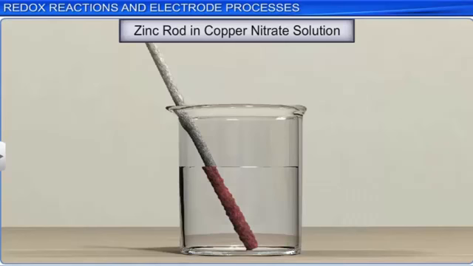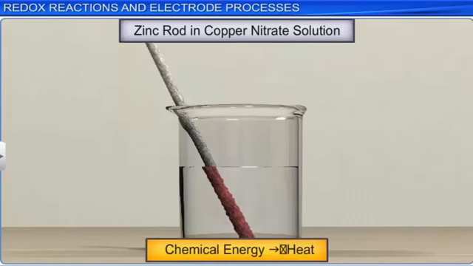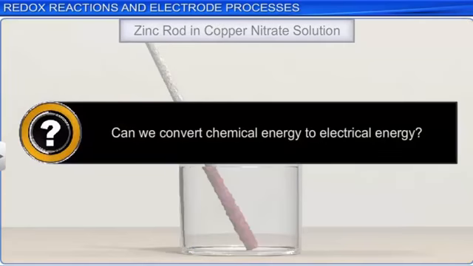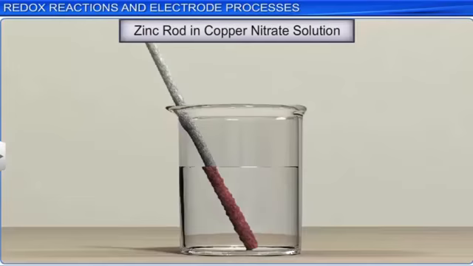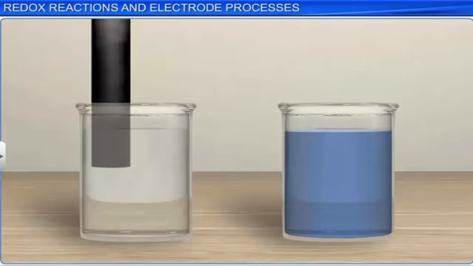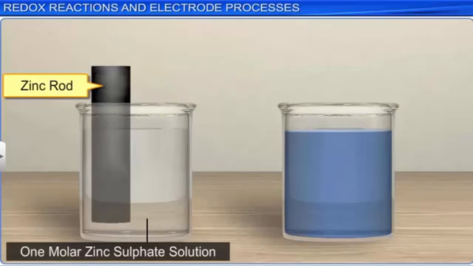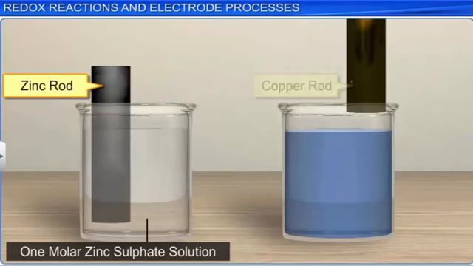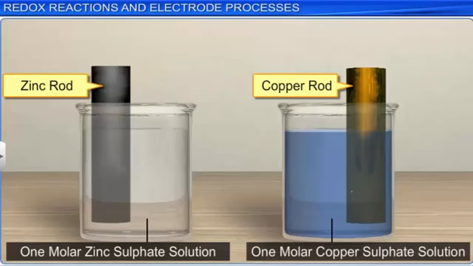This reaction took place in an open vessel, and the chemical energy from the reaction was released as heat. Think about it. Is it possible to convert the chemical energy into electrical energy? Yes, it is. Let's see how. We place the zinc rod in 1 molar zinc sulfate solution. Then, we place the copper rod in 1 molar copper sulfate solution.